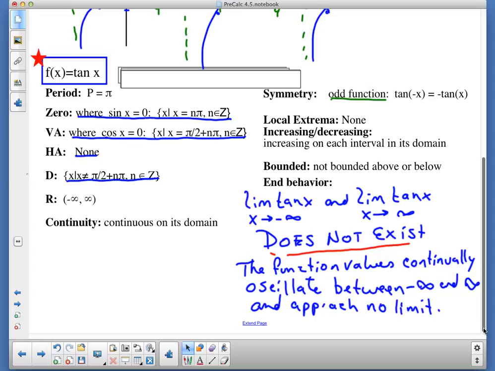Continuity: continuous on its domain. Symmetry, again, is odd. Local extrema: there's none. Increasing, decreasing: increasing on each interval of its domain. Bounded: it's not bounded above or below. And its end behavior. Now let's talk about end behavior.